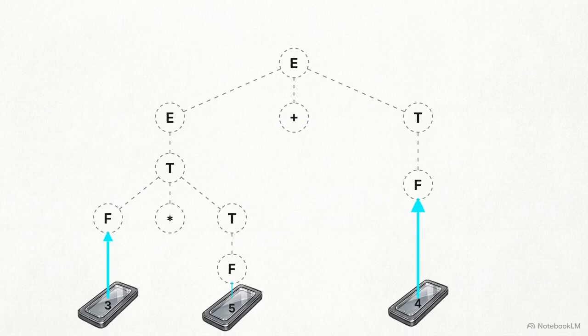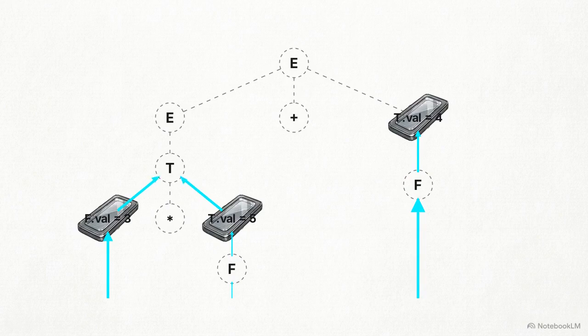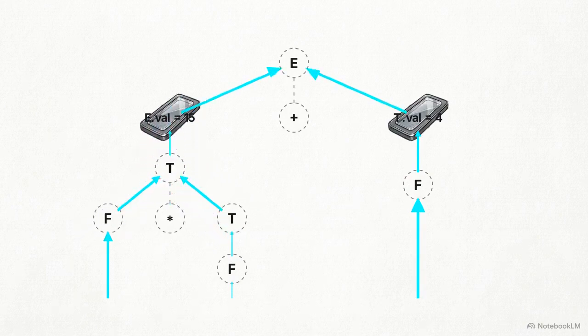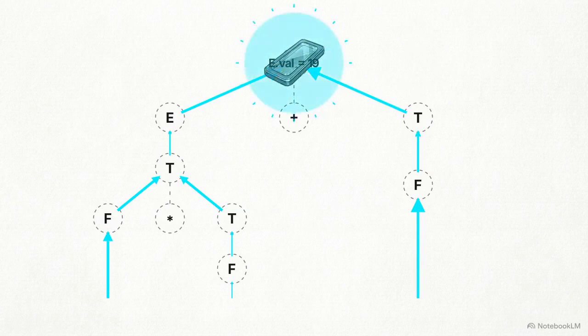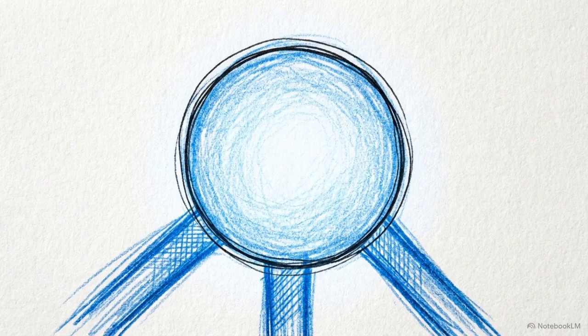Solid upward arrows represent synthesized attributes, computed strictly from a node's children. Values 3 and 5 bubble up to compute 15, which meets the 4, flowing upward to compute the final expression value of 19. This upward data flow is a post-order traversal. Because children are evaluated first, the entire tree can be evaluated in a single bottom-up pass. Any syntax-directed definition that relies exclusively on these synthesized attributes is called an S-attributed definition.